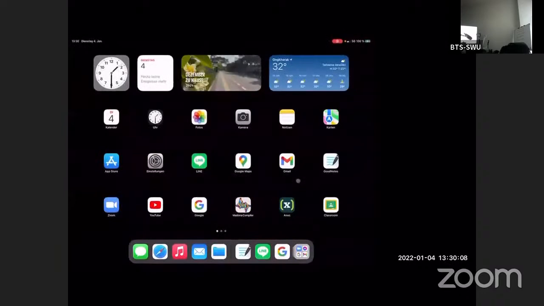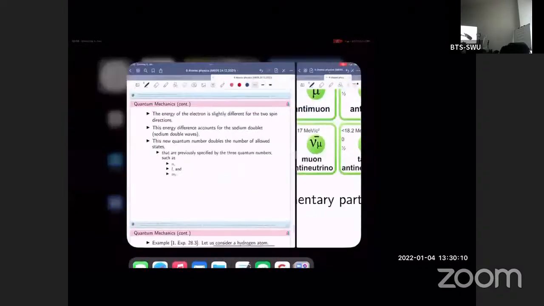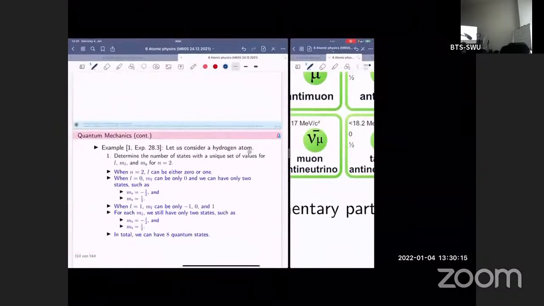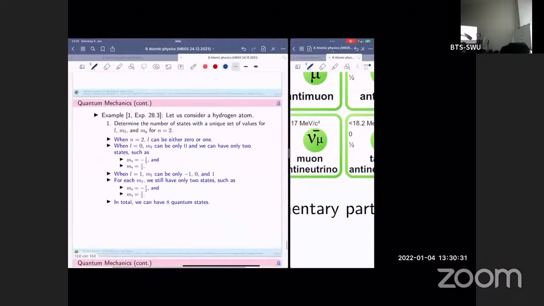Okay, let's continue our story, the quantum mechanics. Let's consider a hydrogen atom. Now we will get into the detail of the configuration of the quantum numbers. Now the quantum numbers are plural, not only a single number anymore.